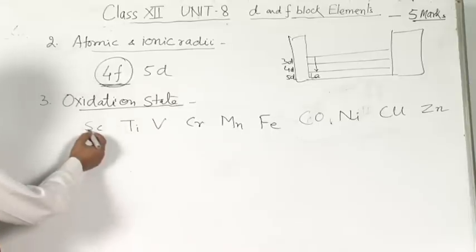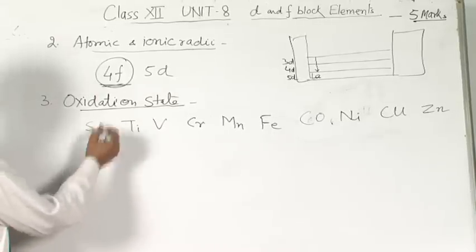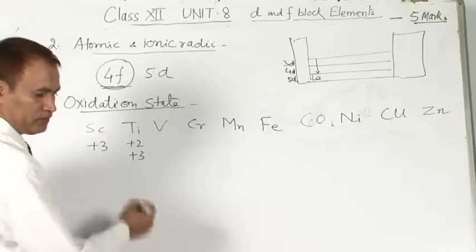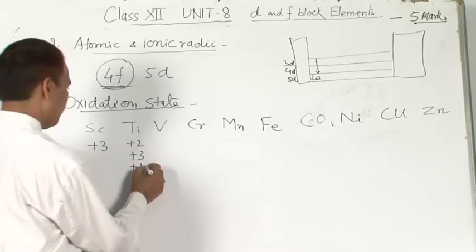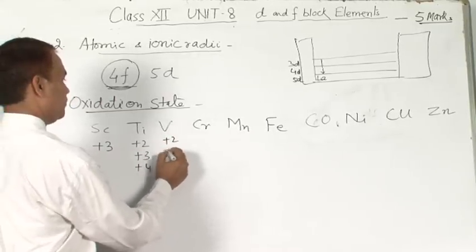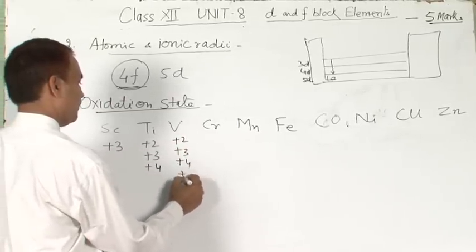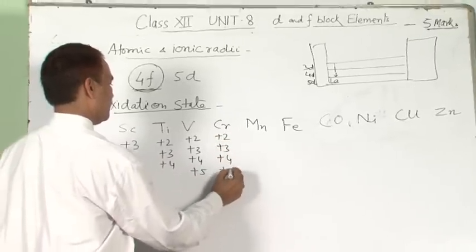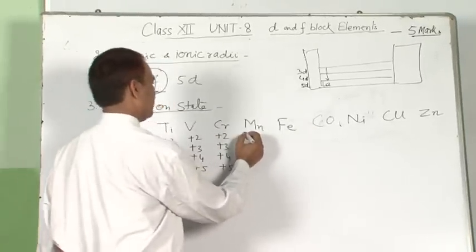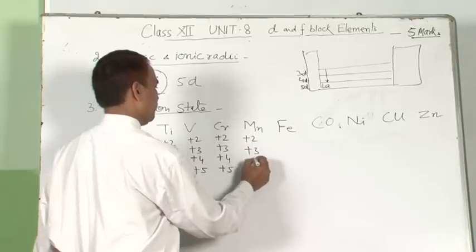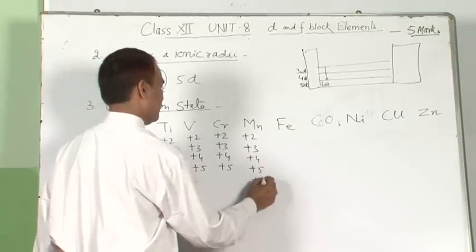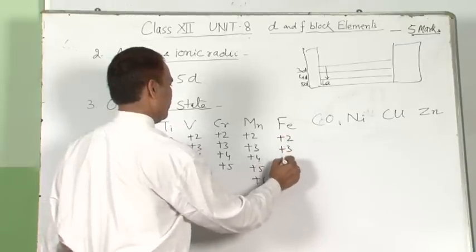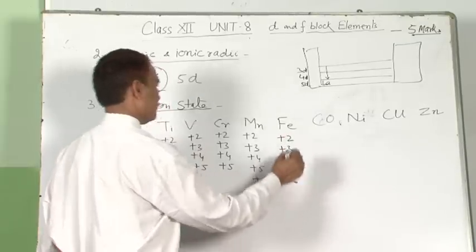The oxidation state of scandium is +3, only one oxidation state. Titanium +2, +3, and +4. Vanadium +2, +3, +4, +5. Manganese +2, +3, +4, +5, +6, and +7. Iron +2, +3, +4, and +6.